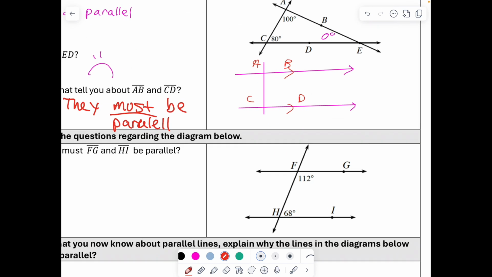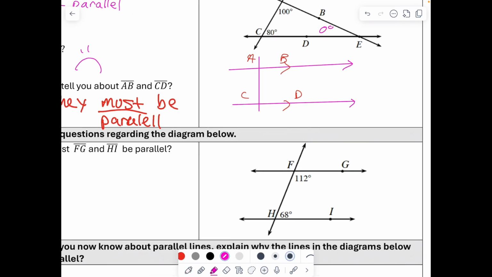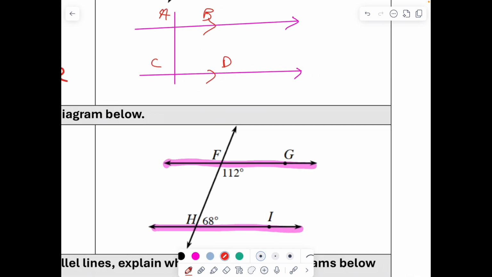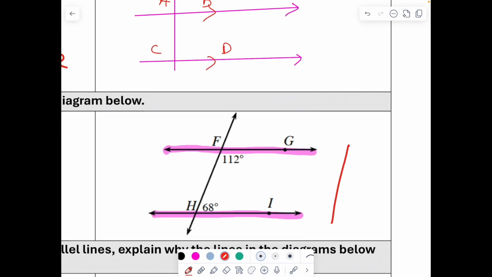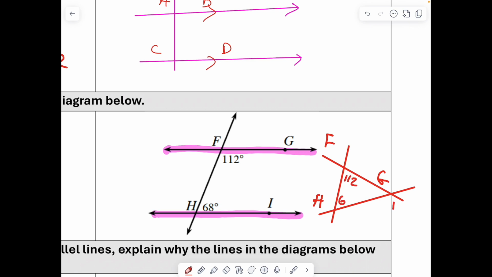So in this diagram, why must FG and HI be parallel? Well, let's see. Let's say they weren't parallel. So let's make them point towards each other. So FG and then HI. Let's make them connect. Say they aren't parallel. If this is 112 and this is 68, let's make sure that we have some degrees for this angle.